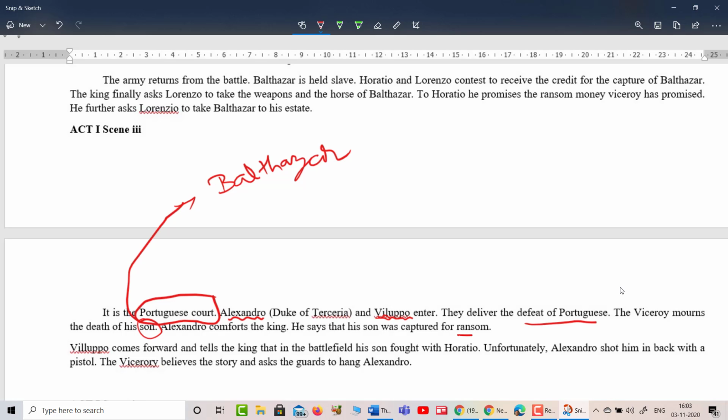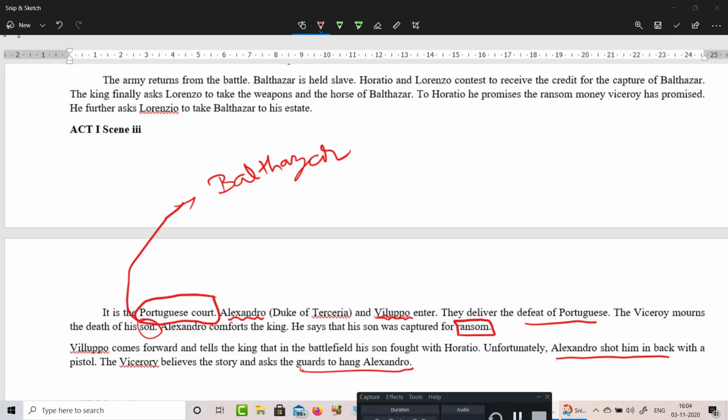So what does Alexandro tell the king? He says your son has only been taken as a hostage prisoner, not killed. But Villupo comes forward and tells the king that in the battlefield his son fought with Horatio. Unfortunately, Alexandro killed him with a pistol, he says, just for getting rank. And the Viceroy believes the story of Villupo and asks his god to hang Alexander. To hang Alexander.